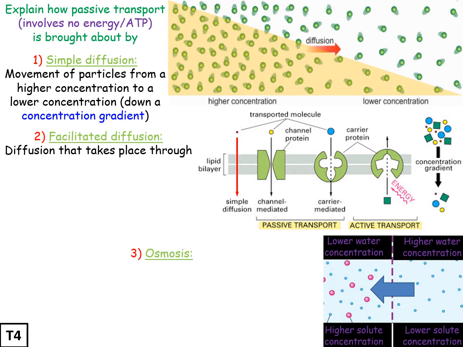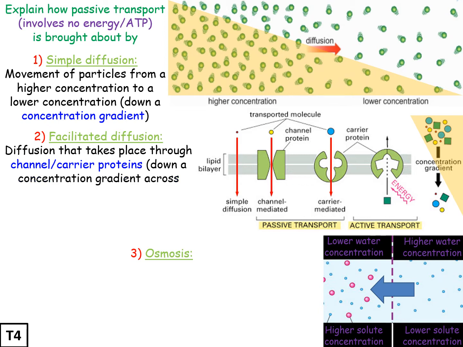Facilitated diffusion is the same as simple diffusion, except that diffusion takes place through a transporter protein, which could be either a channel protein or carrier protein on a membrane. Again, the particles move down a concentration gradient across the membrane.